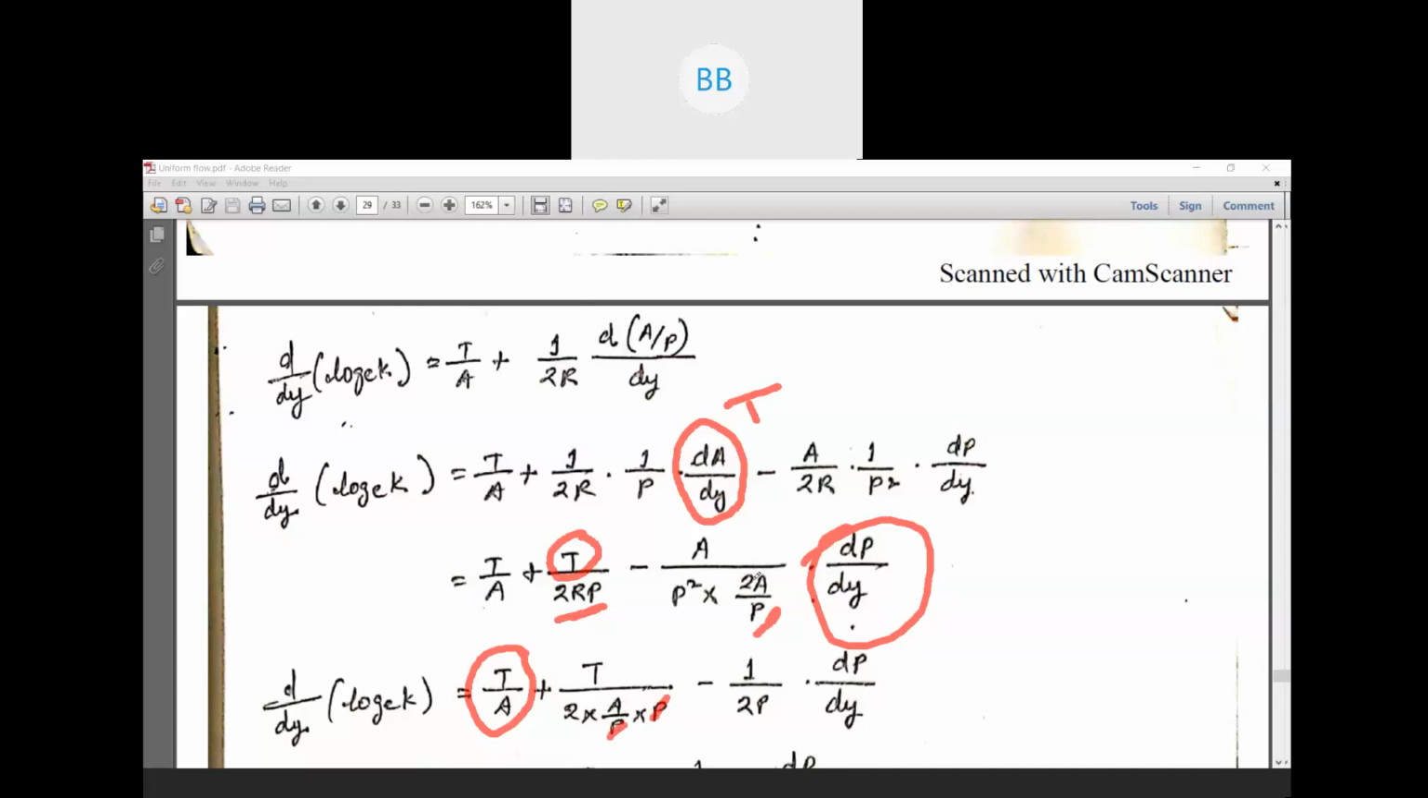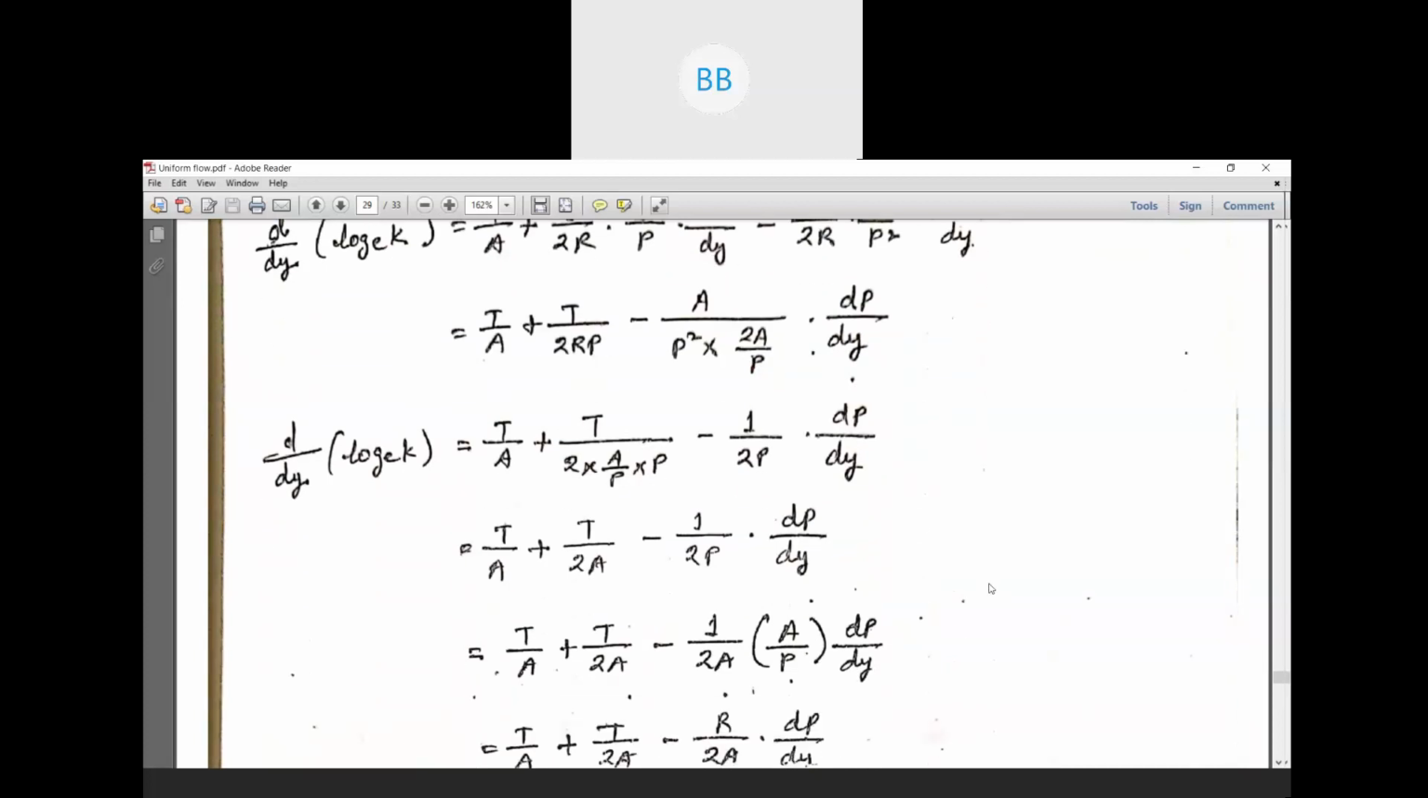Then here, this A and this A will cancel out, and this P and P square will cancel out. Okay, so 1 by twice P dP by dy. So this is why we have T by A here. This P P will cancel out. We have T by twice A, 1 by 2P multiplied by dP by dy.